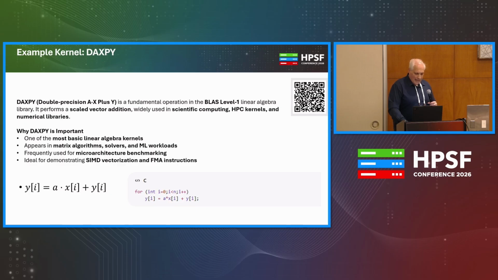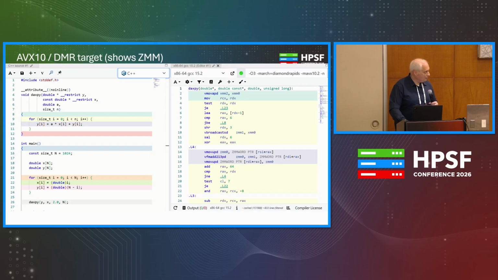All right, let's look at an example here. A double precision A times X plus Y. So kind of standard linear algebra math here. Simple, ubiquitous, and it shows a very clean use of vectorization and FMA behavior. We picked this one to show a nice sanity check for what AVX10 code generation will look like. Let's take a look at that.